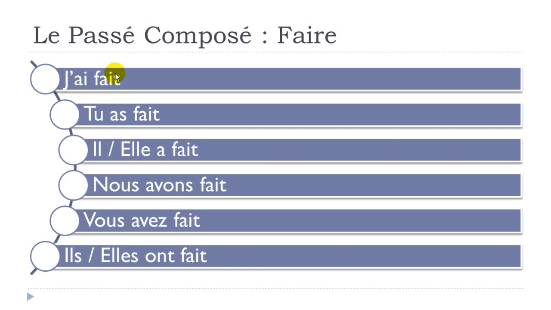J'ai fait. So remember, final T is not pronounced. J'ai fait. Tu as fait. Il a fait. Elle a fait. Nous avons fait. Little link between the two. Nous avons. Nous avons fait. Same thing here. Vous avez fait. And same thing here. Ils ont. Ils ont fait. Elles ont fait.